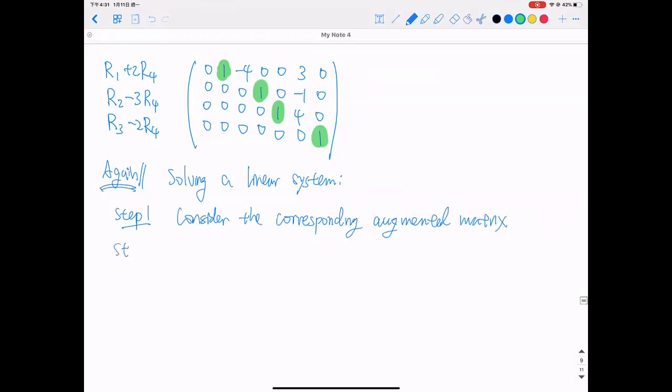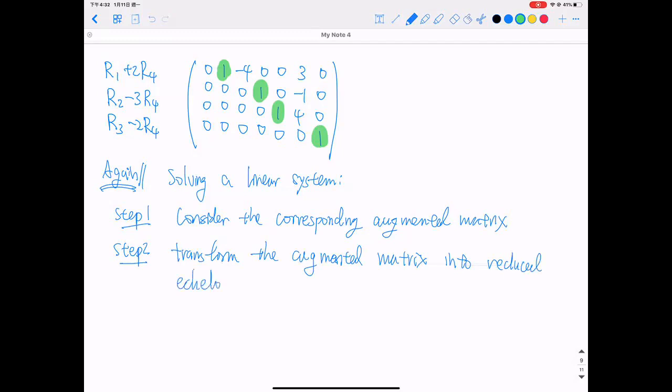Step 2, transform the augmented matrix into reduced row echelon form, using the method that we described above.